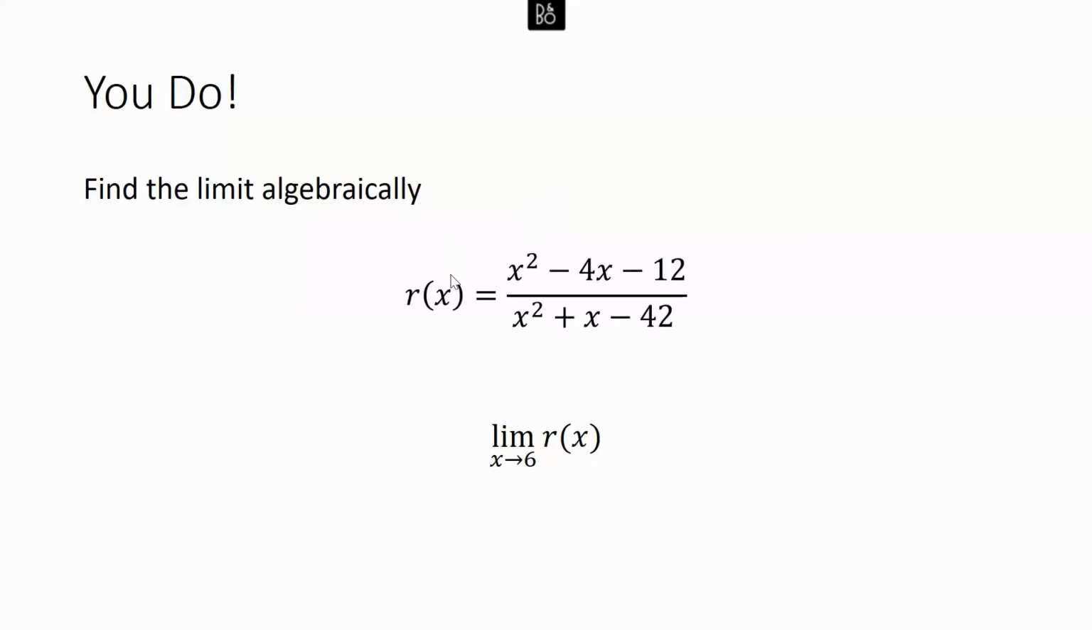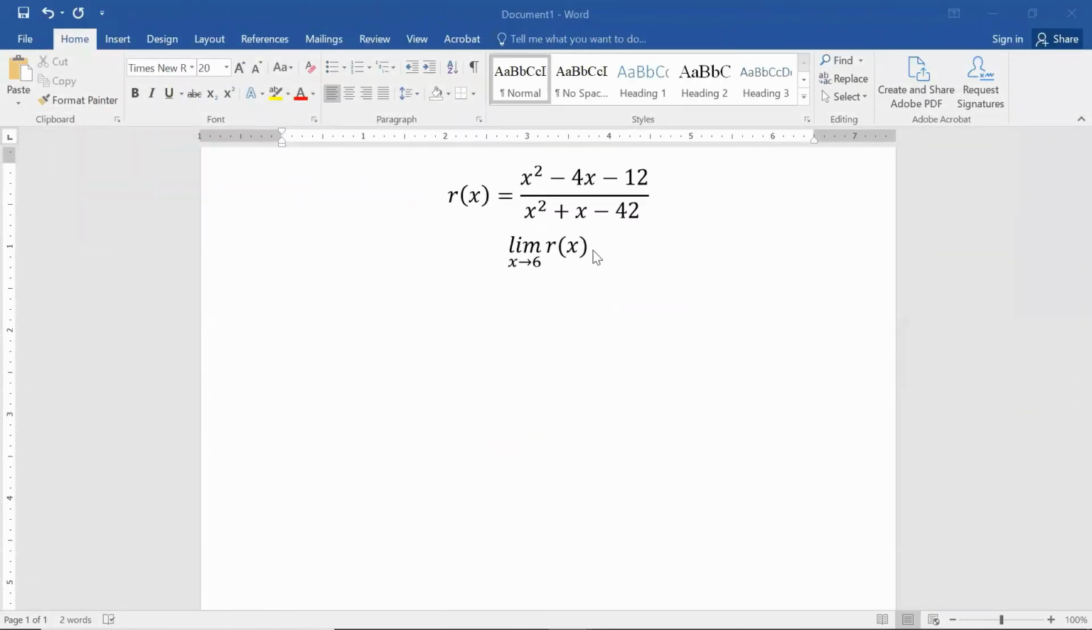In this problem, we are finding the limit of r of x as x goes to 6, where r of x is this rational function here, x squared minus 4x minus 12, all divided by x squared plus x minus 42. In doing this, I'm going to do it the way I showed on the last question, where I just create an equivalent function.